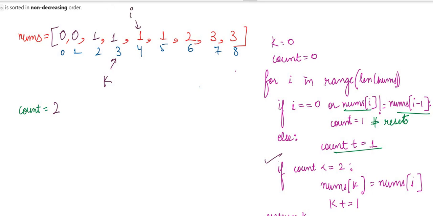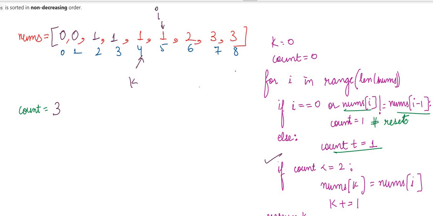So now we have incremented I also, we have incremented k also, but this time nums of I is equal to nums of I minus 1. Increment the count, it will be 3. Again, this time count is not less than equal to 2, so the condition is not true. We will increment I again.